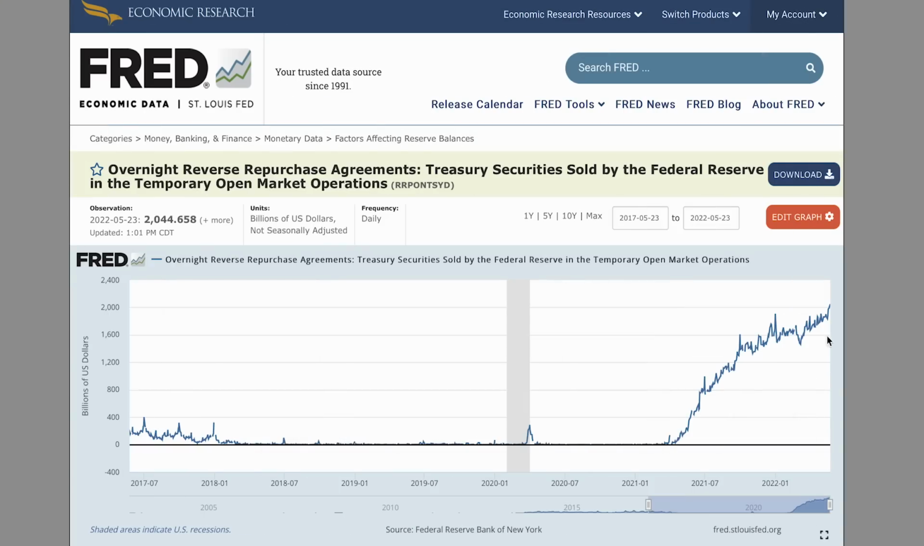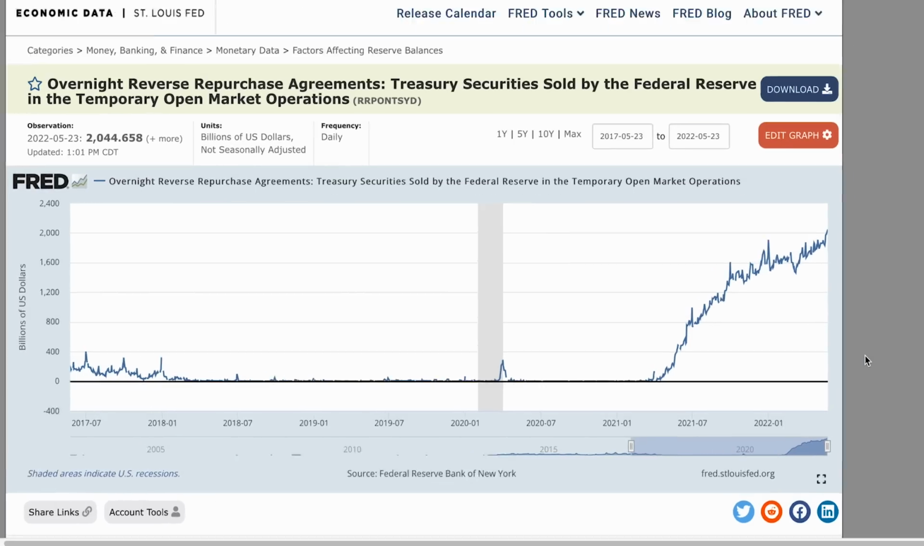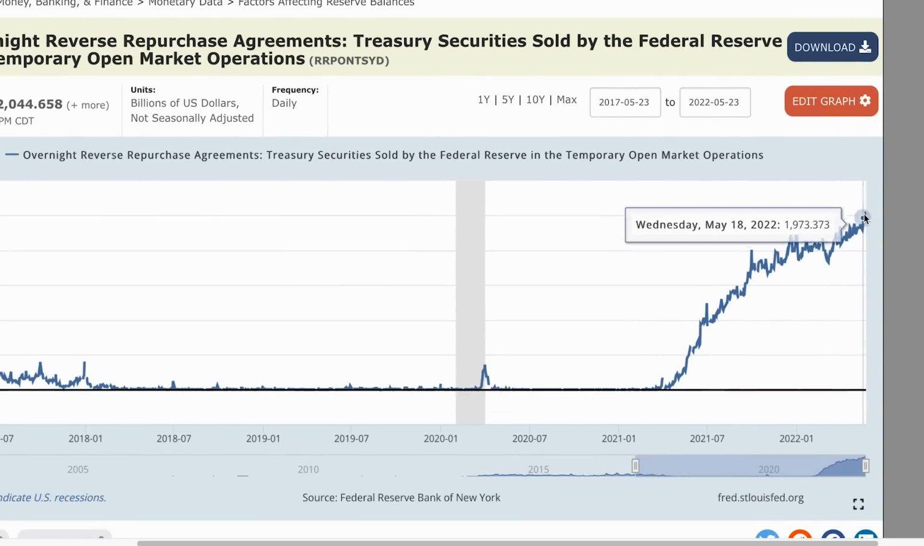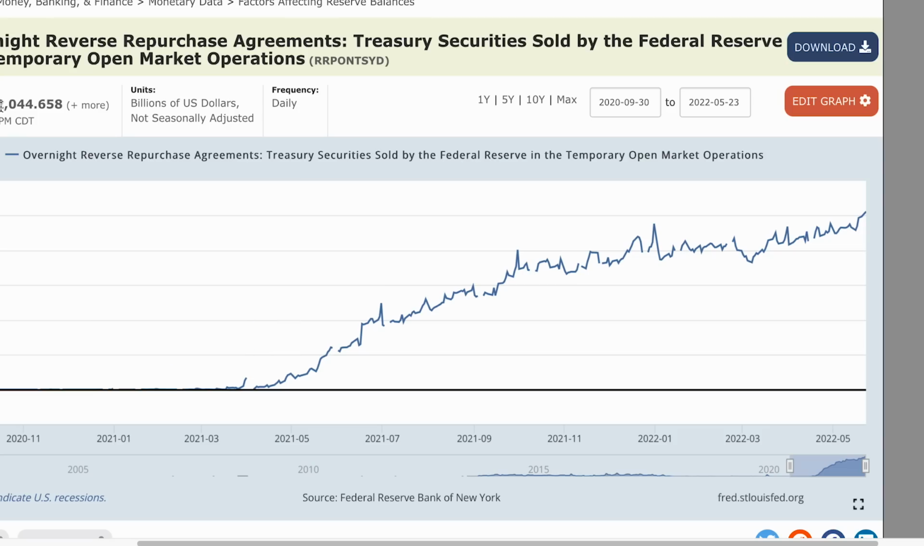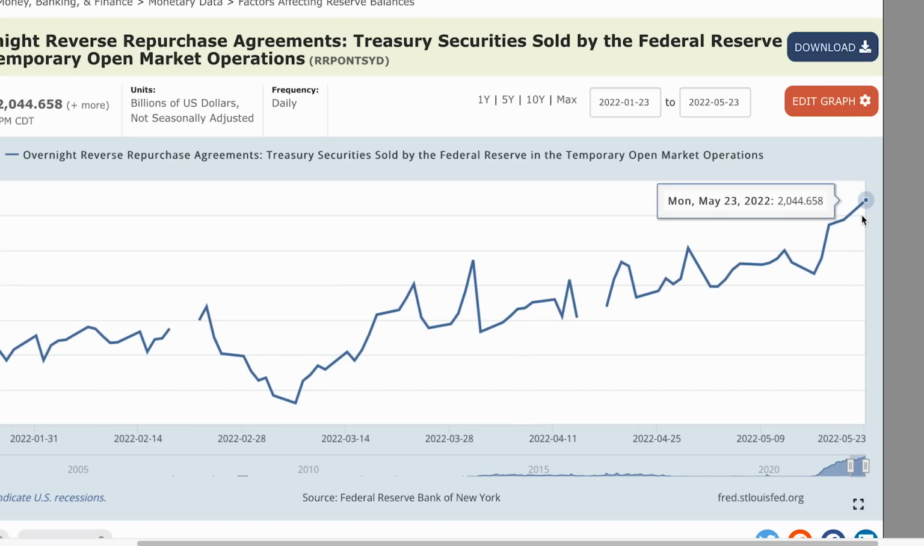All right, guys, so the reverse repo facility just hit over $2 trillion for the first time ever. Take a look with me at this chart. This is the Federal Reserve's reverse repo facility. You can see here that we just recently ticked up over that $2 trillion mark, currently sitting at $2,044 billion here. We'll zoom in a little bit more so that you can see. And you can see here that we ticked up over the weekend.